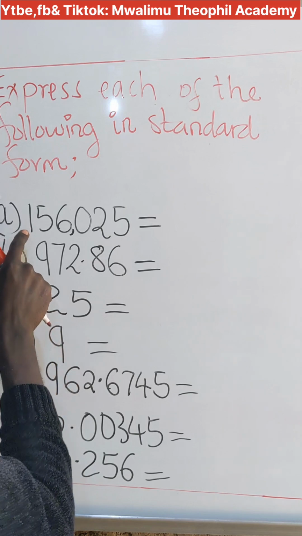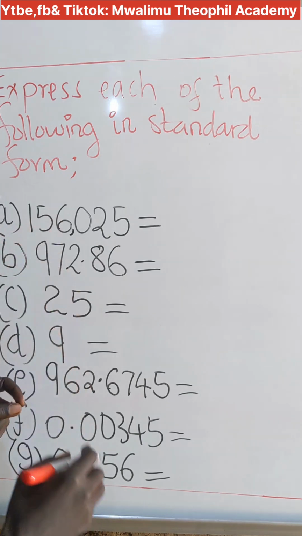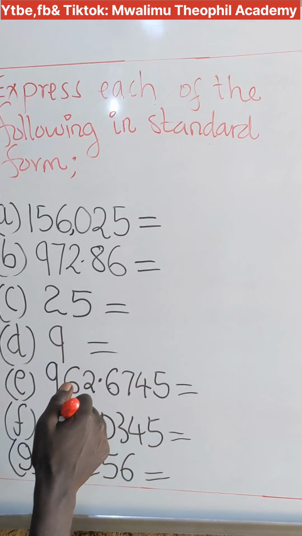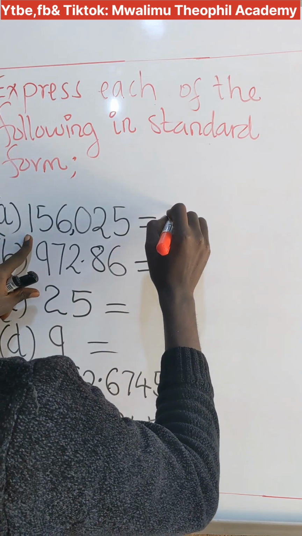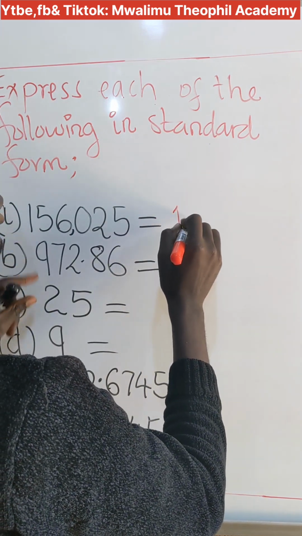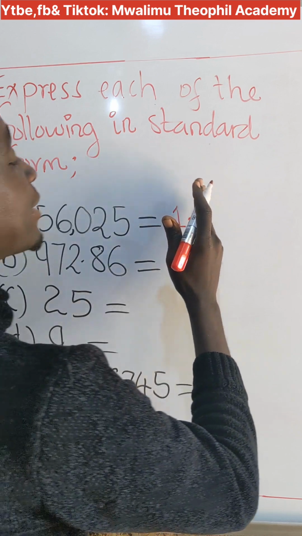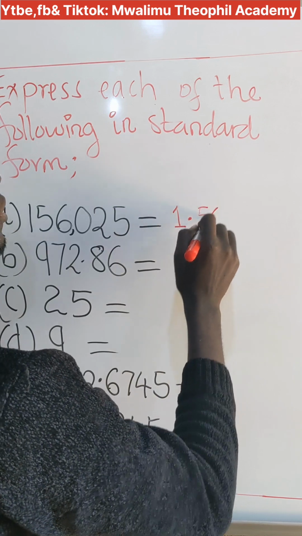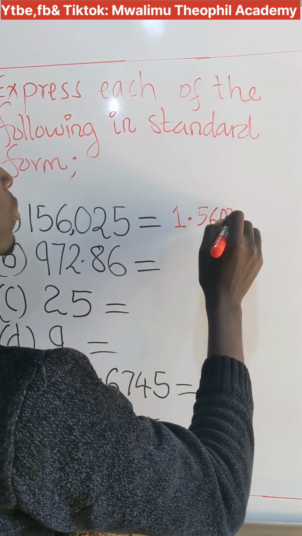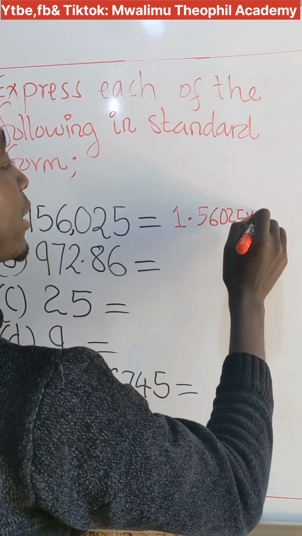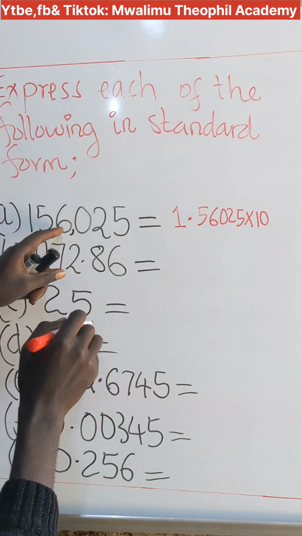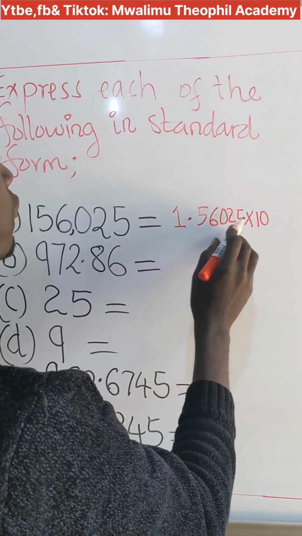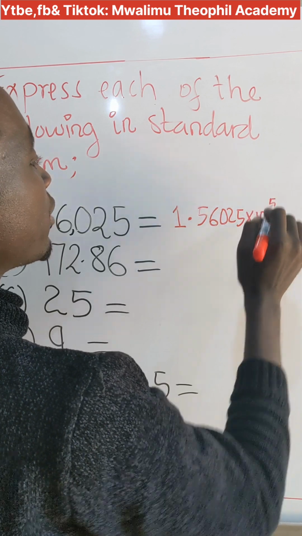The first one is to express 156,025 in standard form. From the left-hand side, the first counting number is 1. So we write that first counting number, followed by a decimal point. We write the remaining digits without putting any other decimal point, so it is 5, 6, 0, 2, 5. Then we multiply by 10 raised to the number of digits after the decimal point, which are 1, 2, 3, 4, 5. Now it is 10 raised to exponent 5.